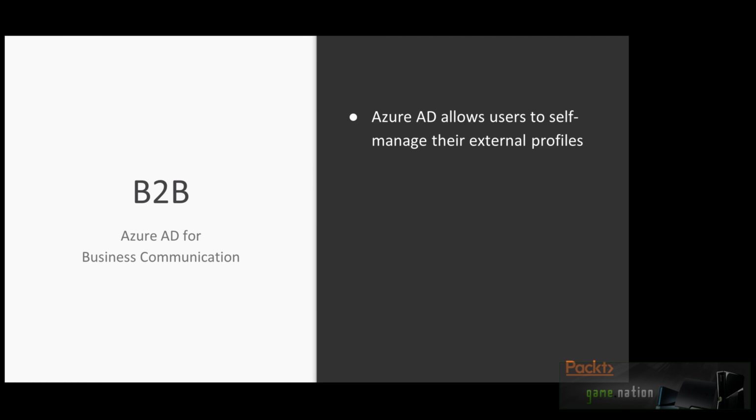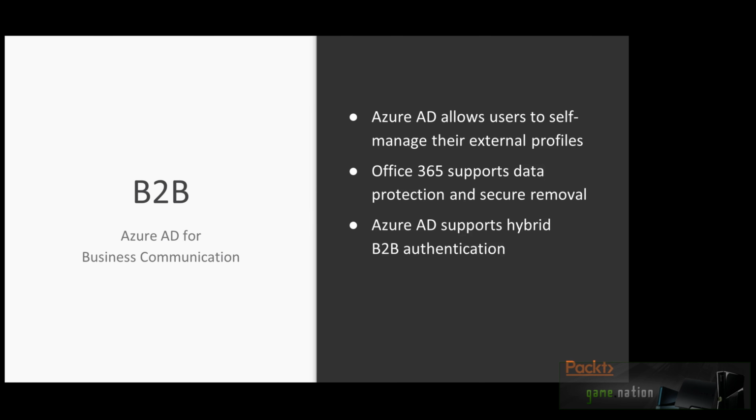From a data protection and security standpoint, Office 365, for example, supports data protection and secure removal. So if you have just shared a report with an external contributor, you can remove the access for the external contributor, and that file will be locked for them. Azure Active Directory also supports hybrid communication so that your on-premises Active Directory can communicate with Azure Active Directory and synchronize the contacts between both these Active Directories.